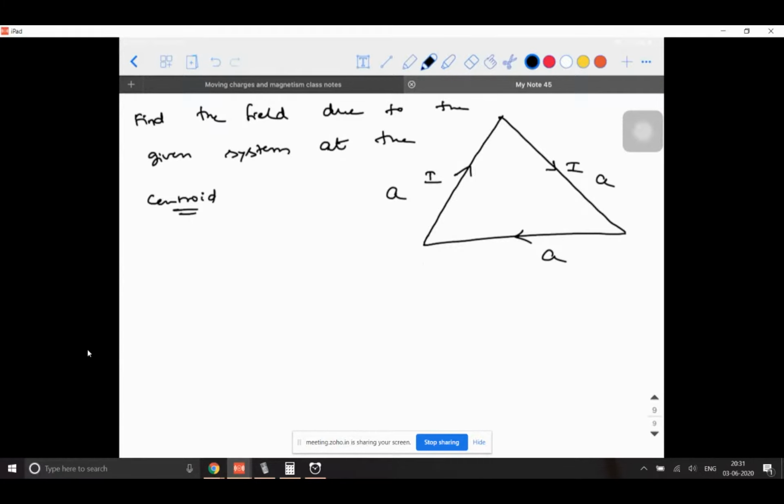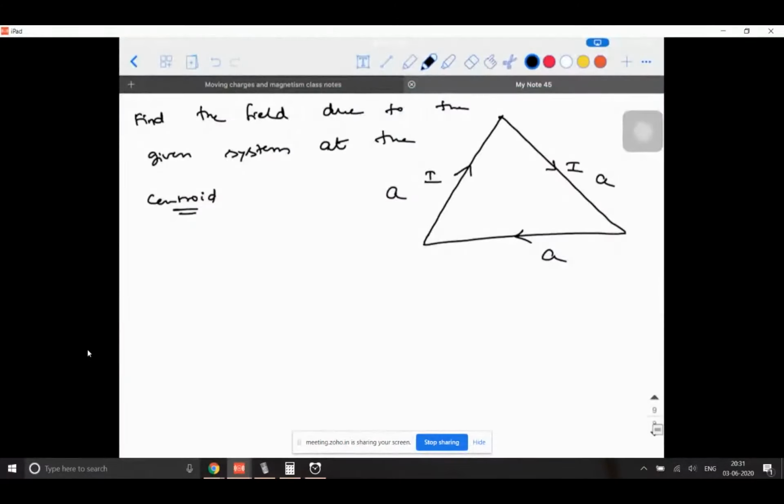Tell me. Sir, we can first draw the median, sir. Okay. So for an equilateral triangle, what do you mean by centroid? Centroid is the point of intersection of medians. So for an equilateral triangle, what is the property? The median, the angular bisector, and the altitudes are all the same, sir. So when you draw the median, it is also going to be the angular bisector. Good.